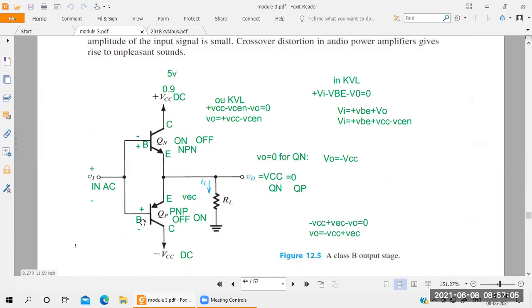So take the circuit diagram here. In total, how many transistors are connected here? Two transistors. Which are those? One is an NPN transistor, the second one is a PNP transistor. They have taken two transistors, NPN and PNP.